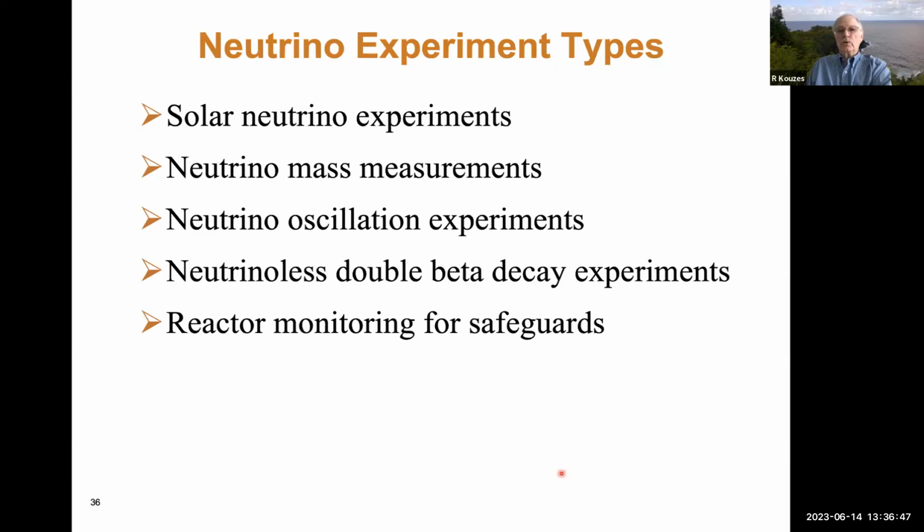So if we look at neutrino experiments or neutrino applications, the first of these that's important are solar neutrinos, which I'm going to talk about. Then there are neutrino mass measurements, neutrino oscillation experiments, neutrinoless double beta decay. And then I mentioned reactor monitoring for safeguards as a possible use of this technology.